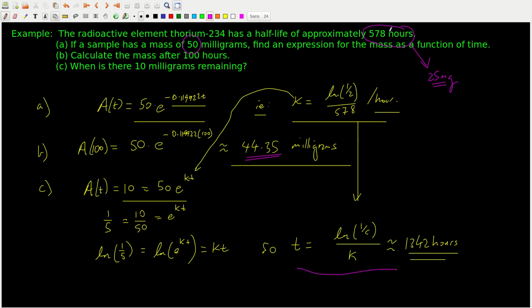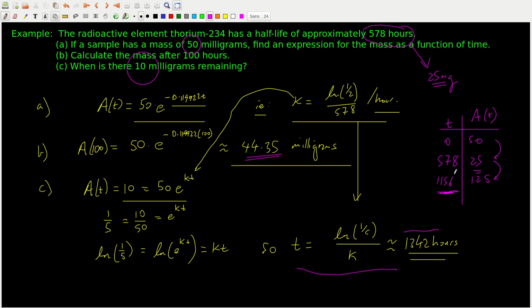Let's see if that makes sense. If you think about the half-life, initially we had 50 milligrams, and after 578 hours, we should have half of that, so 25 milligrams. And after 2 lots of 578, which is 1156 hours, we should halve that amount again. This is the point with half-life: after that amount of time, the initial amount has decayed by half. So imagine starting again with 25. After another 578 hours, we have half of that, which is 12.5 milligrams. We were looking for 10 milligrams, and we found that it takes about 1300 hours, which makes sense. So somewhere under 1200 hours, we'll get to 12.5 milligrams.